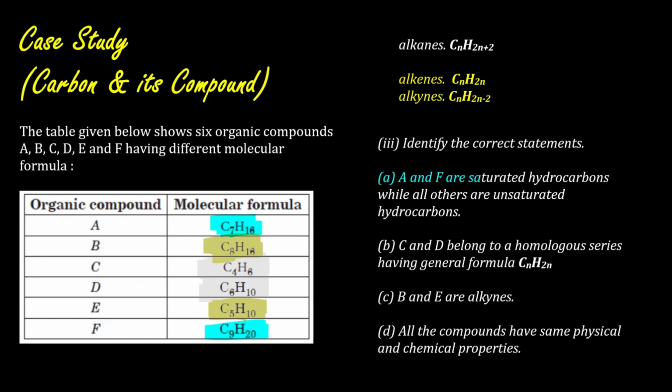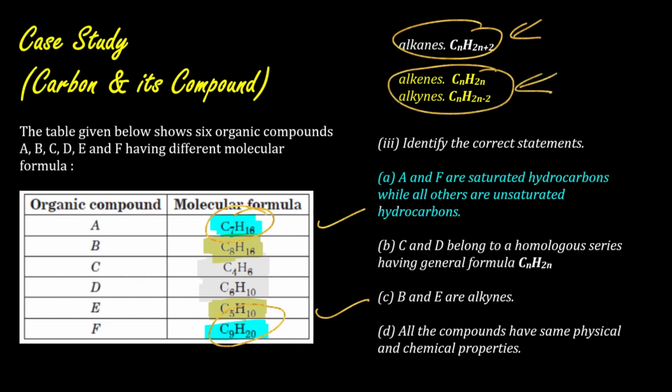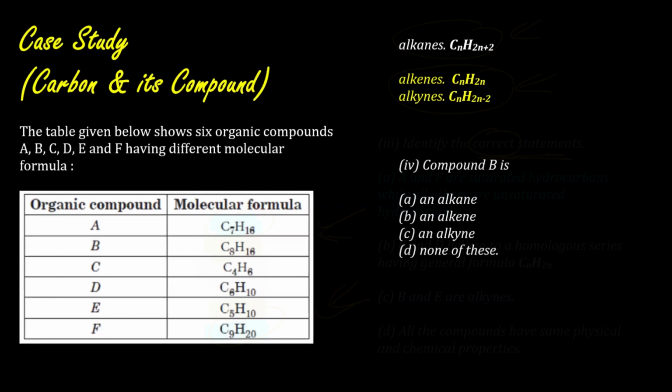Once we have figured out which is alkane, alkene, and alkyne, we can check for the correct answer. Option one says A and F are saturated hydrocarbons while all others are unsaturated hydrocarbons. Yes, that's correct. Because you see, these two are saturated hydrocarbons satisfying this formula, and others are either alkene or alkyne, so these are unsaturated hydrocarbons. So even the first option is correct. Therefore, since we have to figure out only one correct option, we will not read the others. But first figuring out these as saturated and unsaturated will help you solve all other questions.